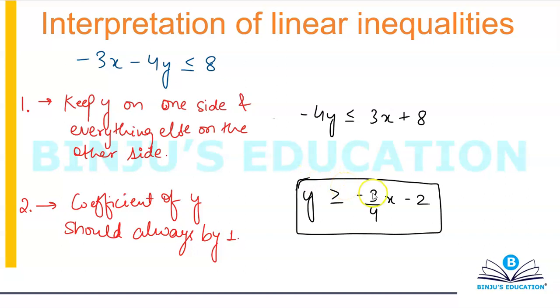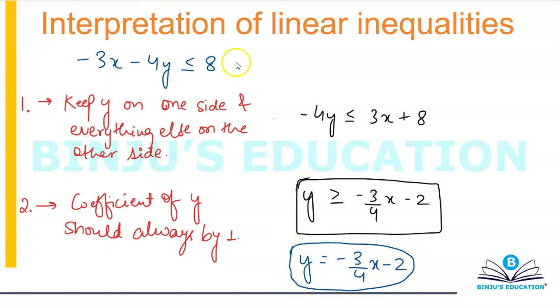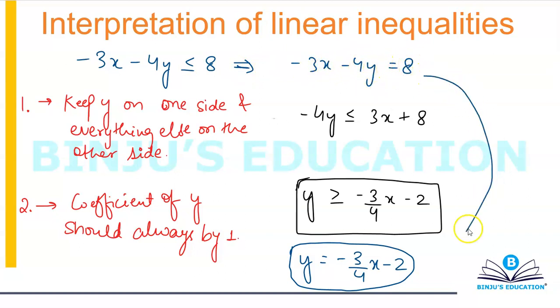Okay, so now once you're done with these two steps, you can rewrite this as y is equal to minus 3 by 4 x minus 2, and then you can solve the equation. Don't put a direct equal to in the first step itself, like minus 3x minus 4y is equal to 8. No doubt you will get the same equation, but the inequality sign will change a lot of things, okay? So first is keep y on one side and everything else on the other side, and second is make the coefficient of y equal to 1.